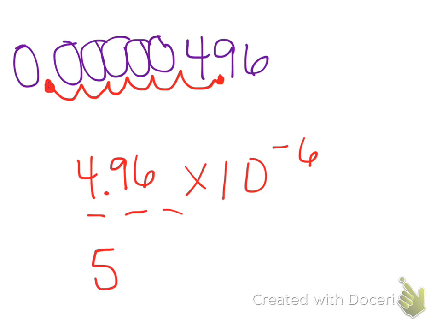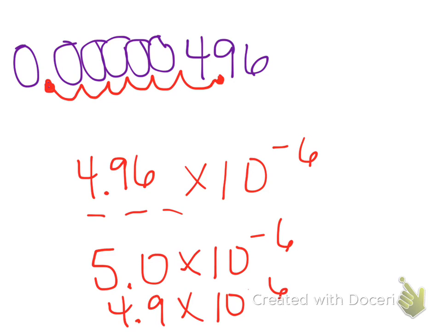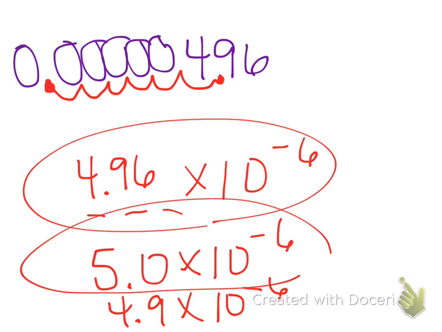5. 5.0 times 10 to the negative 6th. Okay, because 5.0 would have been a lot closer than 4.9 times 10 to the negative 6th. Okay, so 5.0 would have been 2 sig figs. This is 3 sig figs. So the more significant figures you're allowed, the more exact your answer is going to be. Okay? Let's try expanding some now.